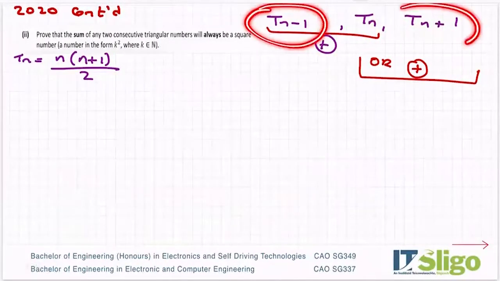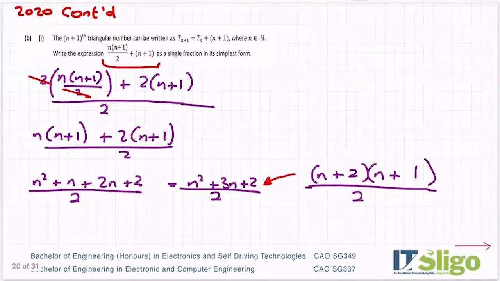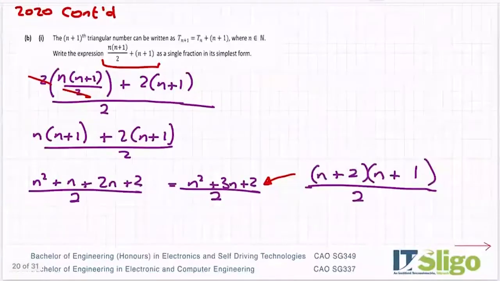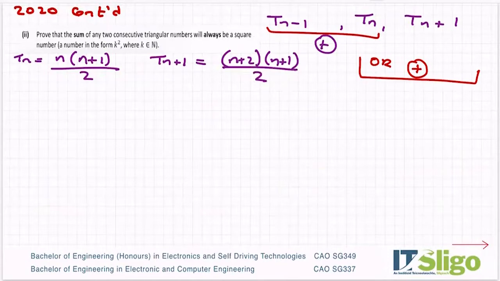Now I'm trying to see, is there an expression for Tn minus 1 or Tn plus 1? And there is. That's what we did in the last question. So let's use Tn plus 1 in that case. In the last one, we said Tn plus 1 was equal to, I can't remember what the factors were, n plus 2, n plus 1, all over 2.